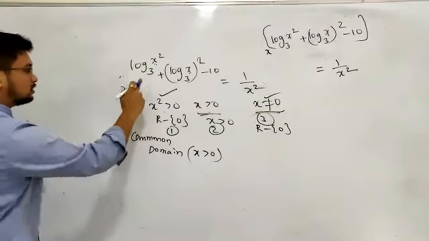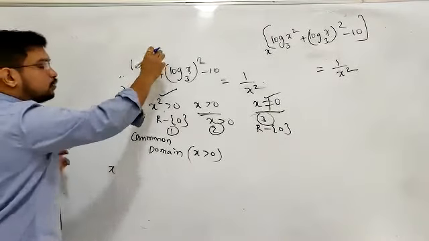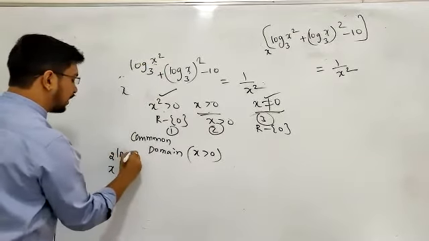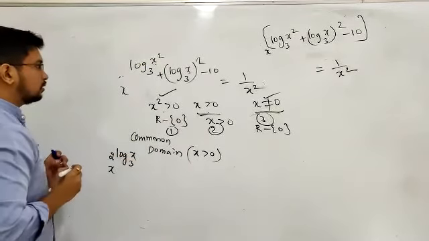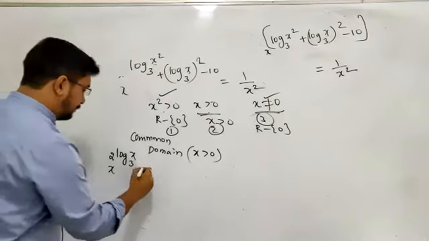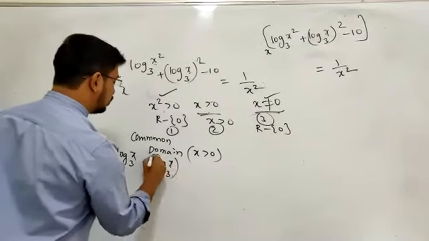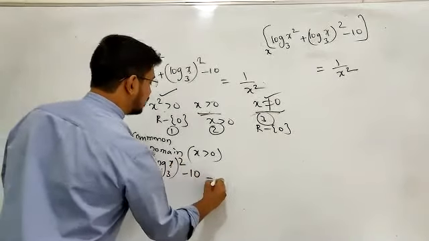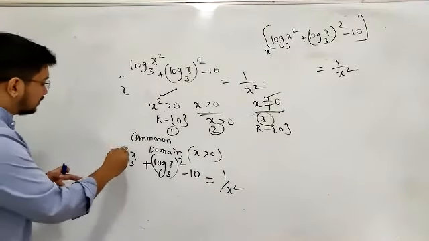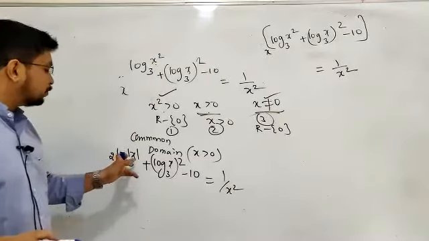Now what you do is this part I told you. When x to the power x square appears, be very, very careful. If I write something like this, it is x to the power of 2 log x to the base 3, plus log x to the base 3 whole square, minus 10, which equals 1 by x square. Now instead of writing this, I'll write it as mod x. When I write x square like this, I write mod x.